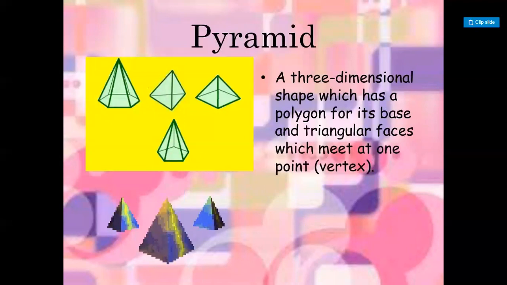A pyramid is a three-dimensional shape which has a polygon for its base and triangular faces which meet at one point at the top, which is the vertex.